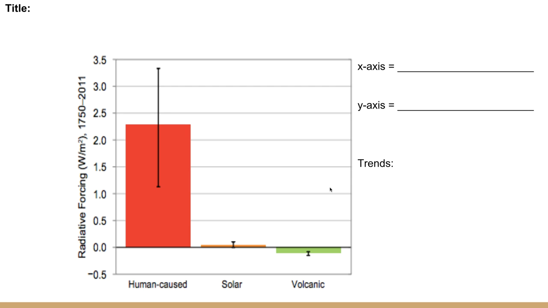So anyways, there are a few more graphs. And what I want you to do is to look at them, tell me what the X and the Y axis is, and then identify one trend for each of these graphs. You might be writing about something different than the person next to you because there's multiple things on these graphs, okay? So good luck.